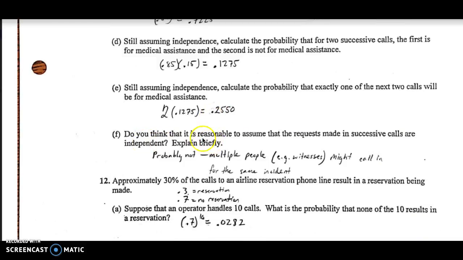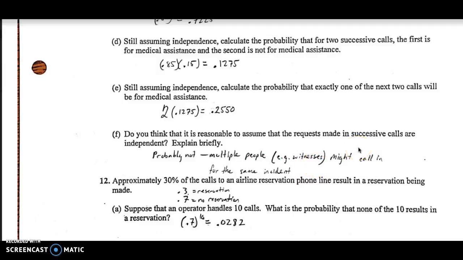Part F, do you think it is reasonable to assume that the requests made in successive calls are independent? Explain briefly, because we are assuming independence the entire problem, but is that actually likely in real life? So I said it's probably not true that they're independent, because if there's some medical emergency, there's probably multiple people, like the witnesses, who could call in and report the same incident.